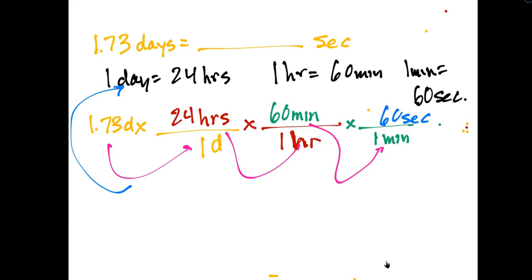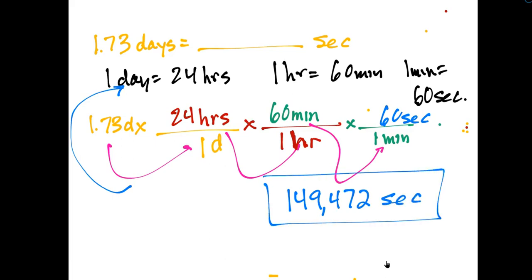1.73 times 24 times 60 times 60. 149. Doesn't matter. Because what we're learning is how to convert. We're not worried about calculator numbers. Okay. But let's go back and actively cancel. Days canceled. Hours canceled. Minutes canceled. Okay. There you go. You're left with that.